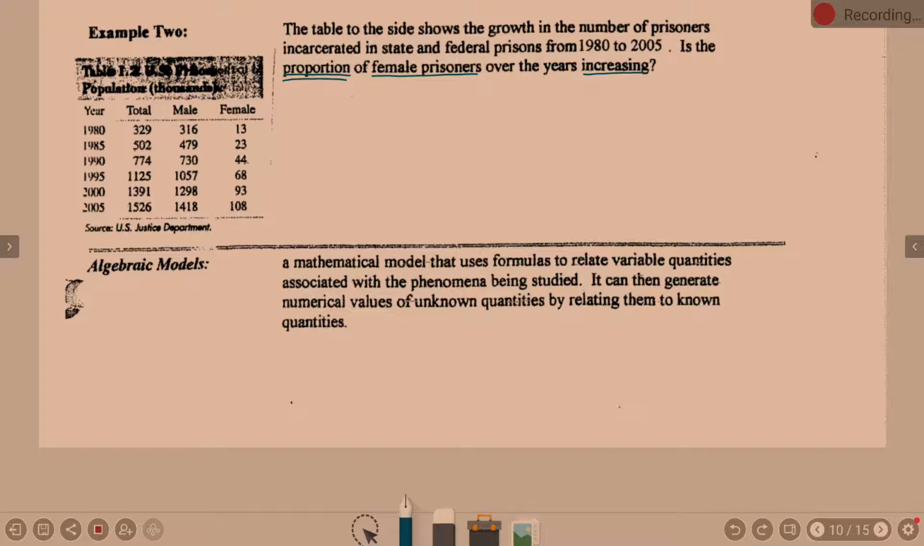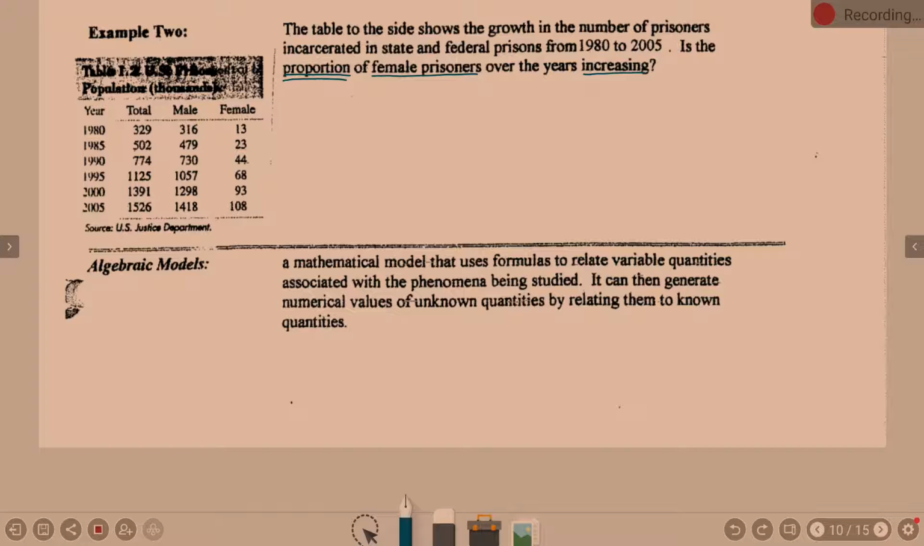Can't I just look at my list of female prisoners? Is that a proportion? No. Do like the fraction thing. Yeah, so this is saying, okay, in 1980 there's 13 female prisoners. In 1985 there's 23. The number of female prisoners is increasing.